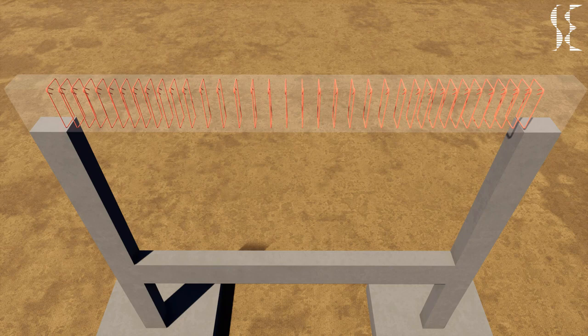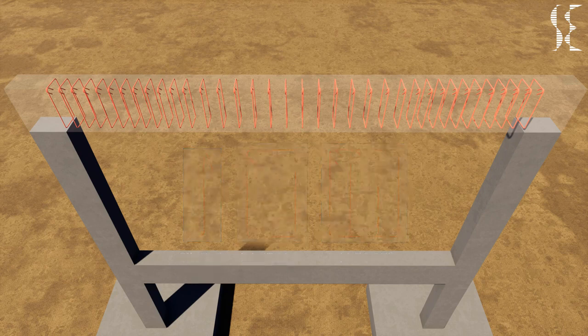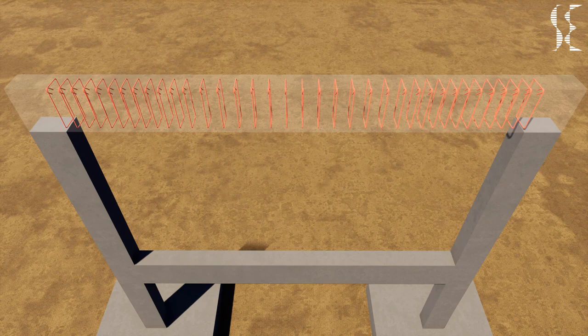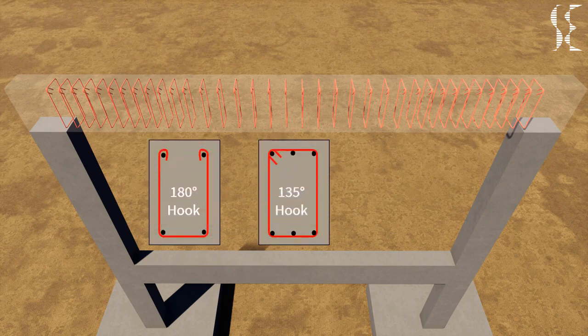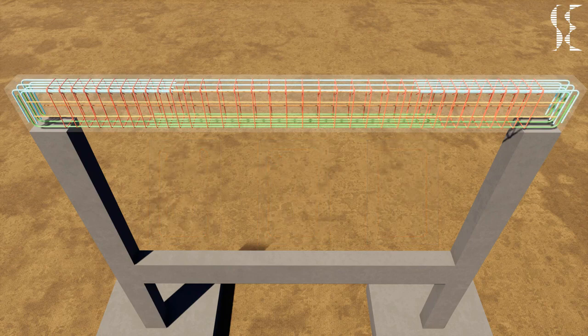Stirrups can be classified on the number of legs they have. They can be single-legged, two-legged or four-legged and so on. Based on loops, stirrups can be open-looped or closed-loop. Lastly, based on hook angle, hooks can be 180 degree, 135 degree or 90 degree as per design requirements. This ends our single span beam reinforcement.